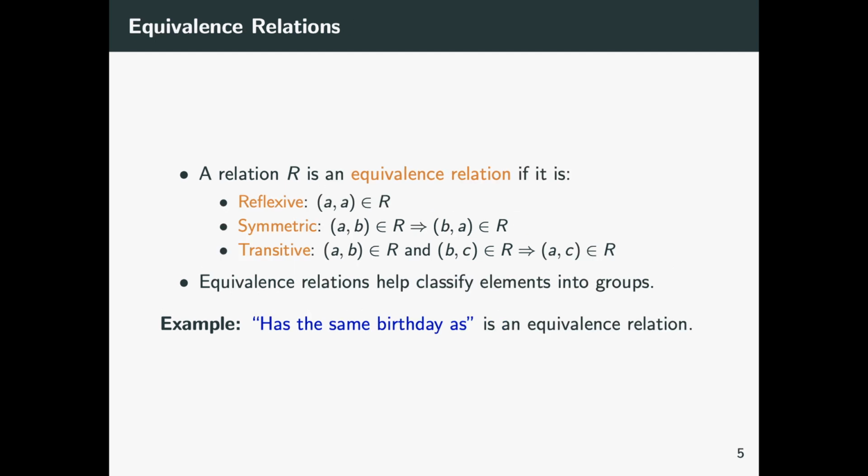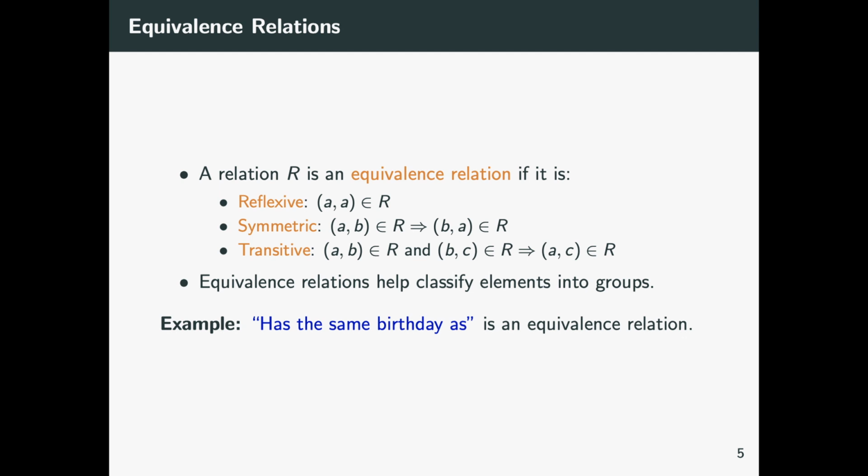Finally, let's look at equivalence relations. These relations help us group elements that share common properties and are therefore equivalent to each other in some specific regard. A relation R on a set A is an equivalence relation if it satisfies three properties, which are reflexivity, symmetry, and transitivity. A common example of an equivalence relation is the relation "has the same birthday as."